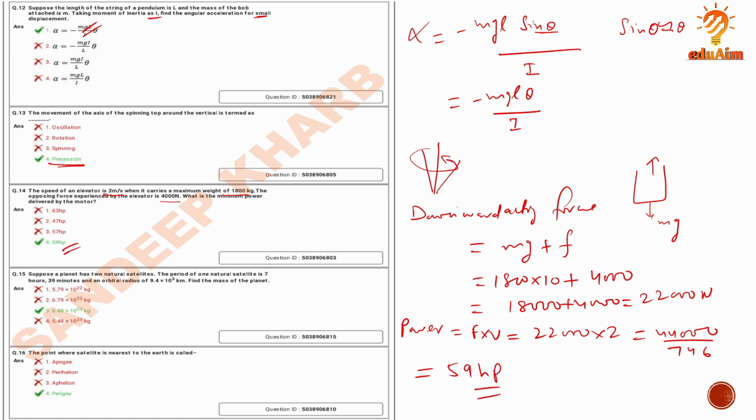Next question is: suppose a planet has 2 natural satellites. The period of one natural satellite is 7 hours 39 minutes and its orbital radius is 9.4 into 10 raised to 3 kilometers. Find the mass of the planet. This example is taken from NCERT. It is about the 2 natural satellites of Mars. So here we have to find out the mass.